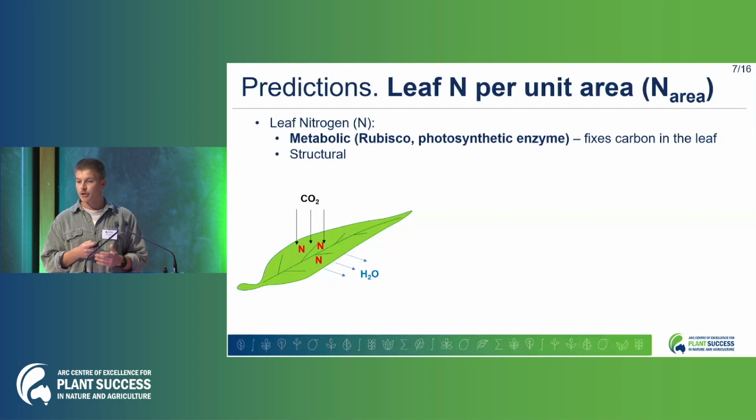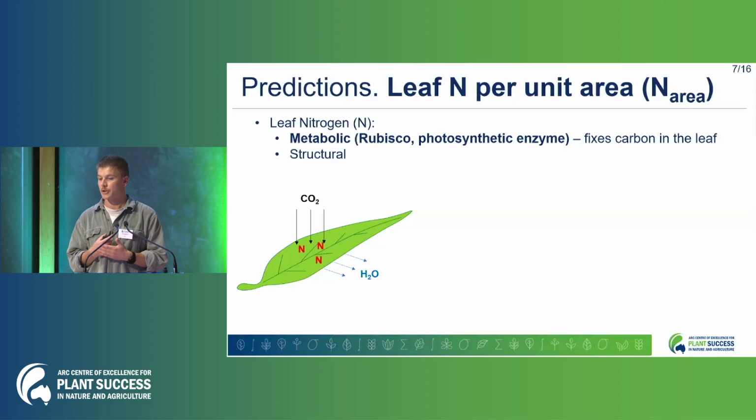So starting with leaf nitrogen per unit area. Leaf nitrogen has a metabolic as well as a structural component, but the metabolic component, specifically rubisco, the photosynthetic enzyme involved in carbon fixation, forms the basis of our predictions.